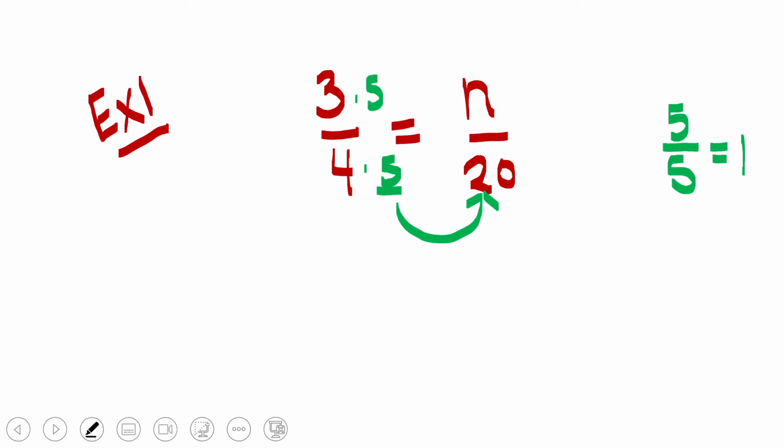So let's take the numerator times 5 as well. That would be like taking 3/4 times 1, but for the purpose of our problem, we need everything times 5/5 on that side of the equal sign. 3 times 5 equals 15.